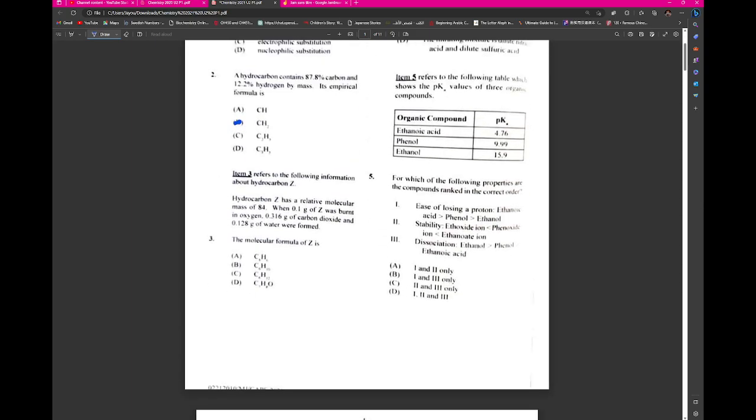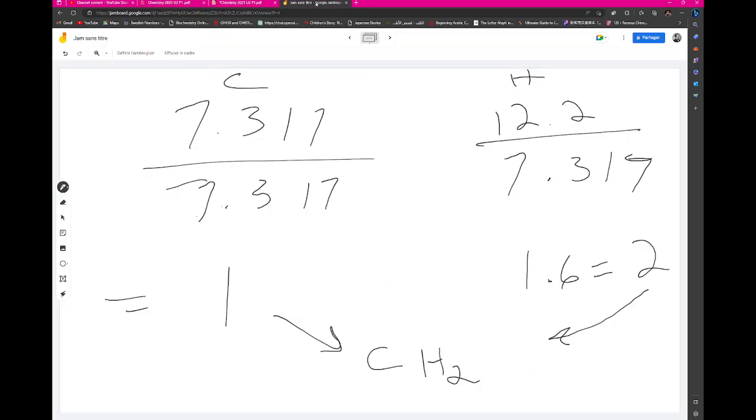Hydrocarbon Z has a relative molecular mass of 84. When 0.1 grams of Z was burnt in oxygen, 0.316 grams of carbon dioxide and 0.128 grams of water was formed. Now that seems like a mouthful, but we have to look at it like this.